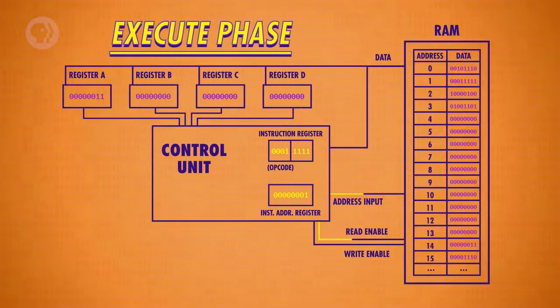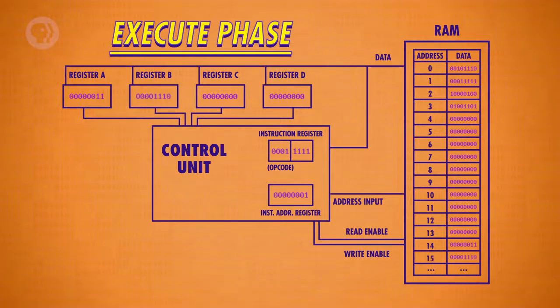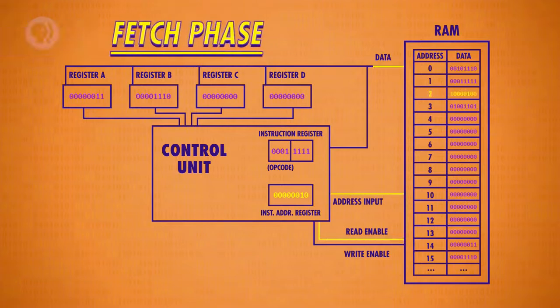Now to the execute phase. The control unit configures the RAM to read address 15 and configures register B to receive that data. Bingo, we just saved the value 00001110, or the number 14 in decimal, into register B. Last thing to do is to increment our instruction address register by 1 and we're done with another cycle. Our next instruction is a bit different. Let's fetch it.